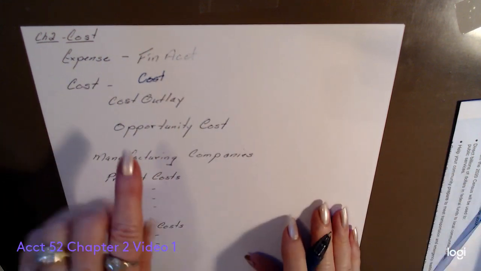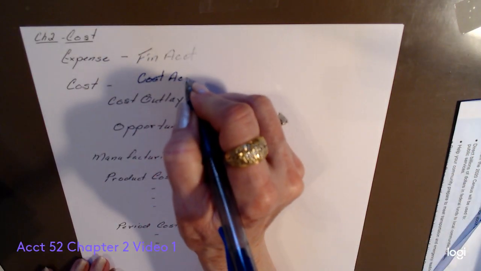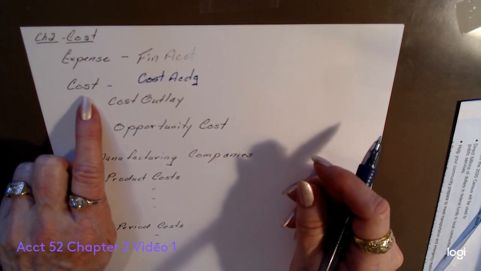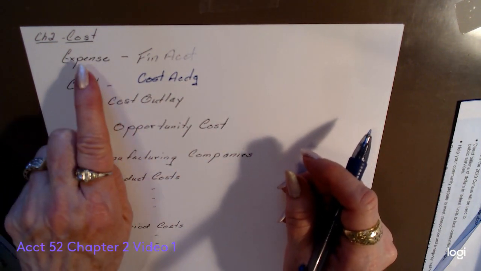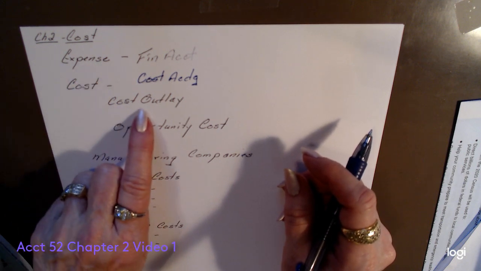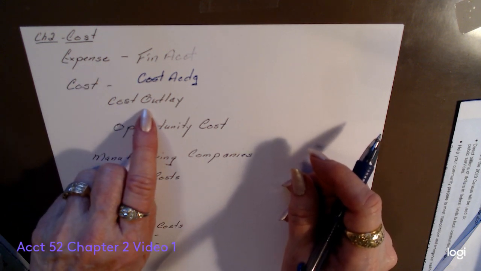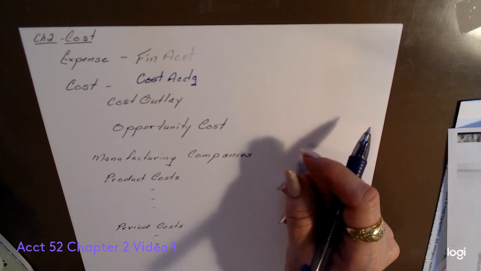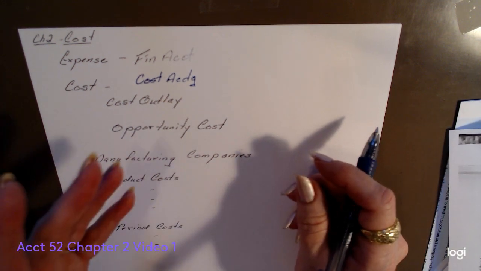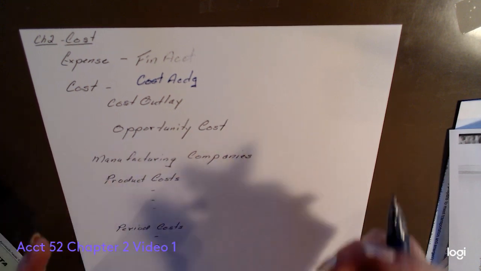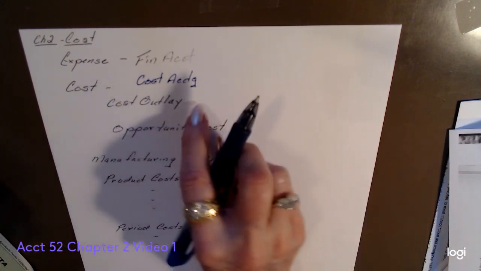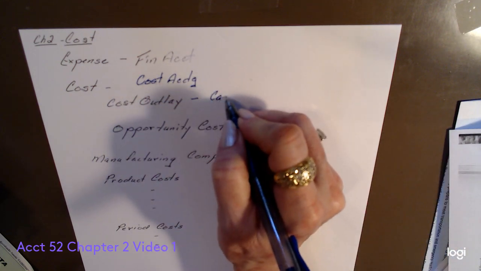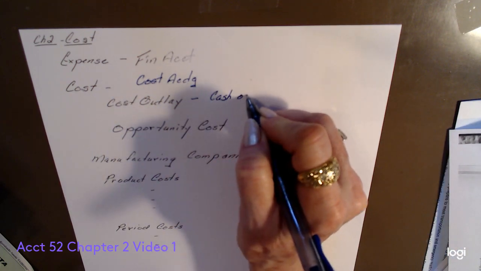In cost accounting, we're looking more at costs. Well, a cost outlay is like an expense, something that we are paying for. And so what we're looking at is a past, present, or future cash outlay. And so a cost outlay is going to basically be at some time a cash outlay.